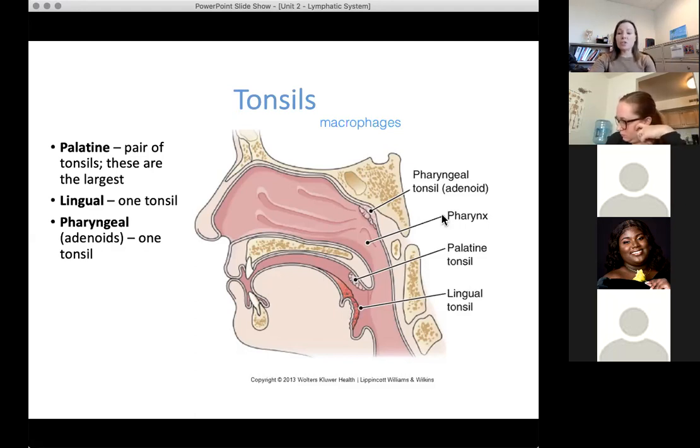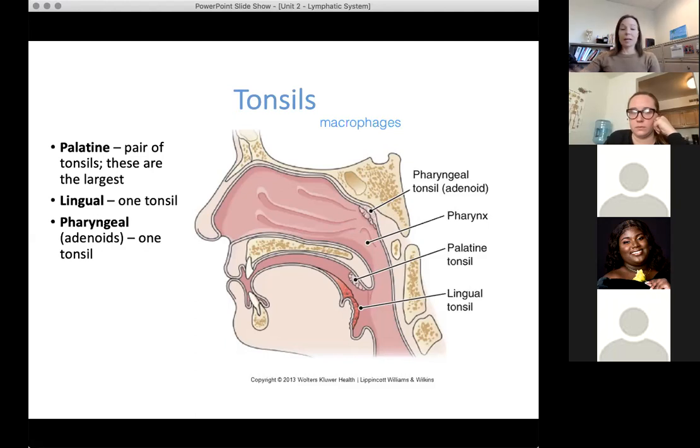And then pharyngeal tonsils are up high. They're all the way up in the nasopharynx. That's the uppermost portion of your throat, and it's actually behind your nasal cavity. Some people have heard the term adenoids used. So these pharyngeal tonsils are the adenoids, if that term is more familiar to you. So they're all the way up here in the upper throat.